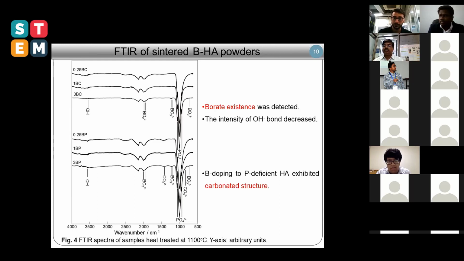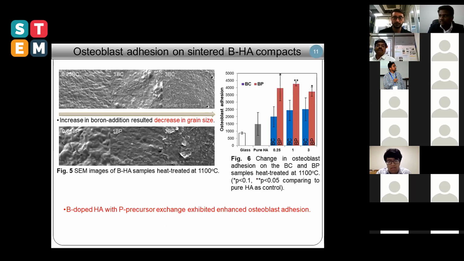hydroxyapatite, we could observe carbonated structure. Carbonated hydroxyapatite is well known for improved dissolution behavior, which is also an inductive quality of hydroxyapatite, replacing itself with the bone structure. So with these structural observations, we focus on how the osteoblast adhesion will result on these calcium deficient or phosphate deficient hydroxyapatite. And one of the observations we could mention is increasing the boron content in the structure.